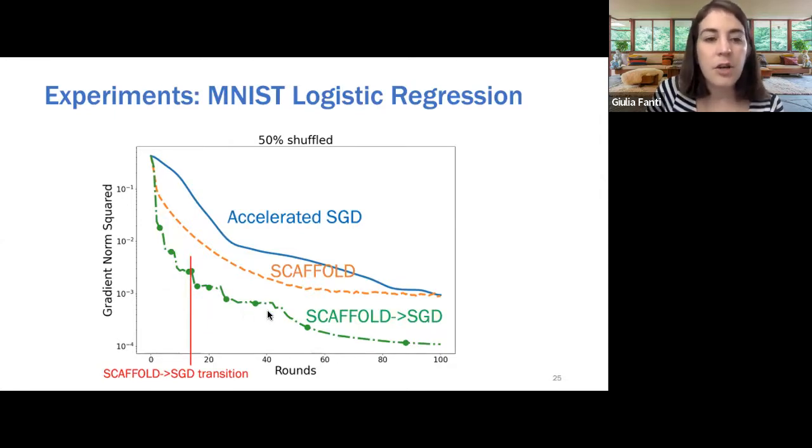And just as a note, the green dots in the SCAFFOLD to SGD curve are indicating step size decay, which we also have plots showing step size decay for both of the baselines. They just look a little hairier. So if you're interested, I can show you those at the end of the talk. But what we observe is that for the convex setting, we're seeing pretty substantial gains from running FedChain across various instantiations. So this is just one example that illustrates it pretty clearly.